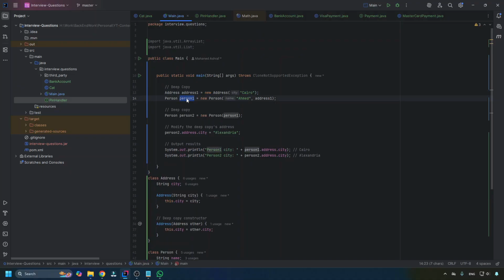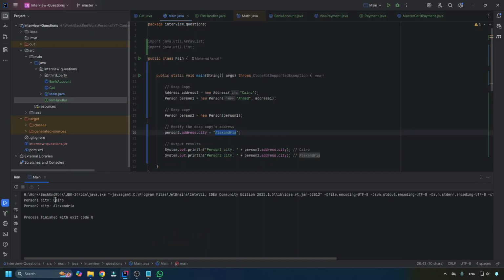Okay, so the first address we have is Cairo. The first person is Ahmed and has the same address, Cairo. Now we're deep copying this person, and now we're gonna be modifying the copy's address, which is person 2. So now the second person should have an Alexandria address, and let's see how it goes.